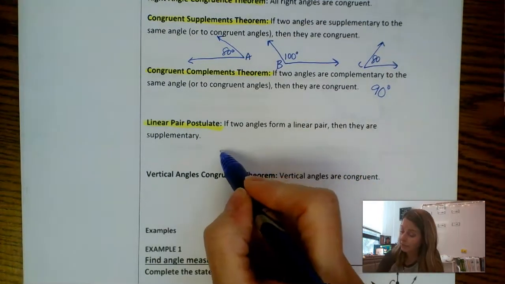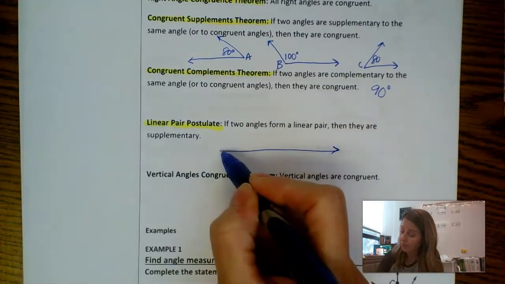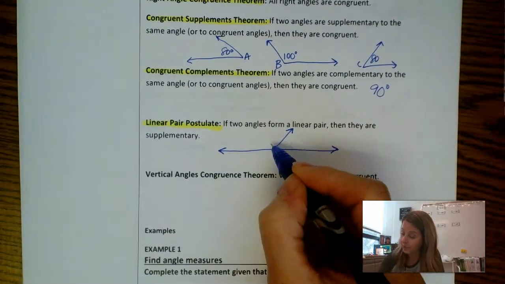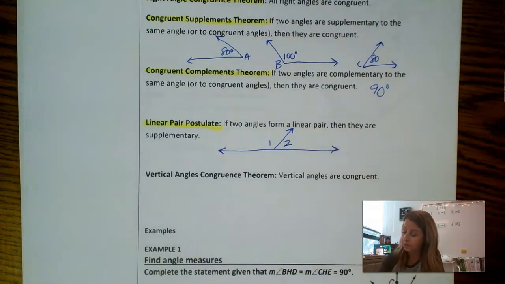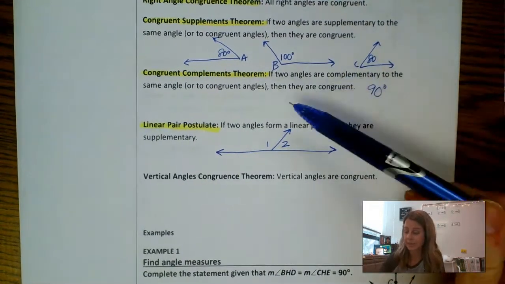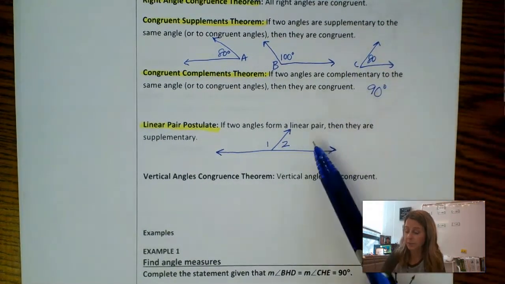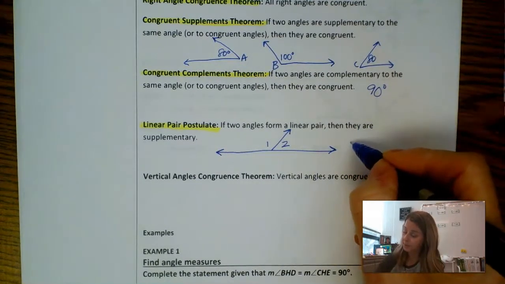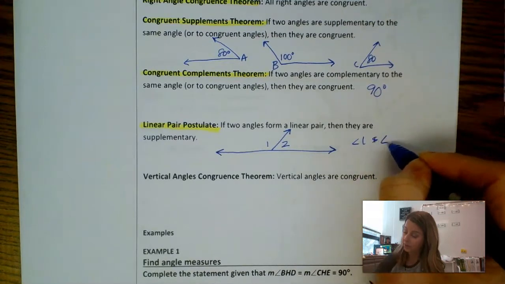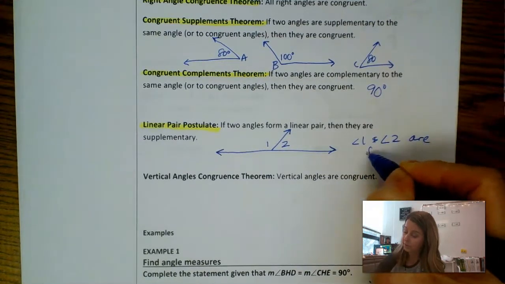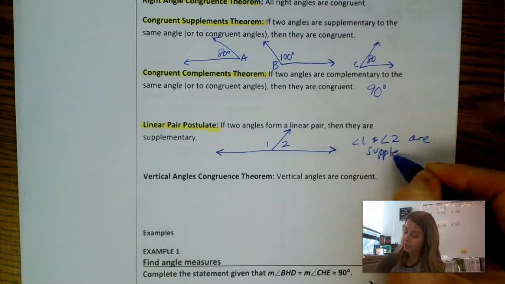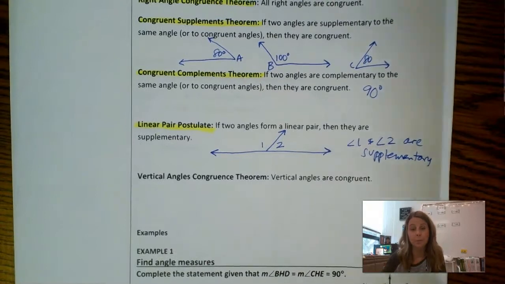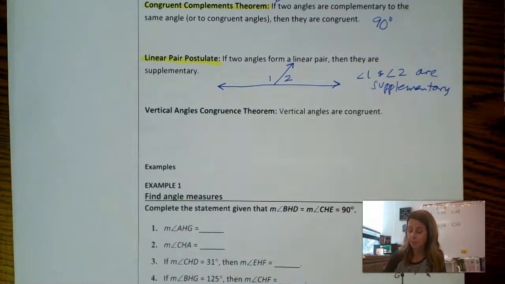So just a reminder on a linear pair, if two angles form a linear pair, they are along a straight line. So if we just call this angle 1 and angle 2, the linear pair postulate says that if angle 1 and angle 2 form a linear pair, then they are supplementary. So I'm going to say here, angle 1 and angle 2 are supplementary. Okay, so like I said, we have talked about that. We just never really put a name to it, but it's called the linear pair postulate.